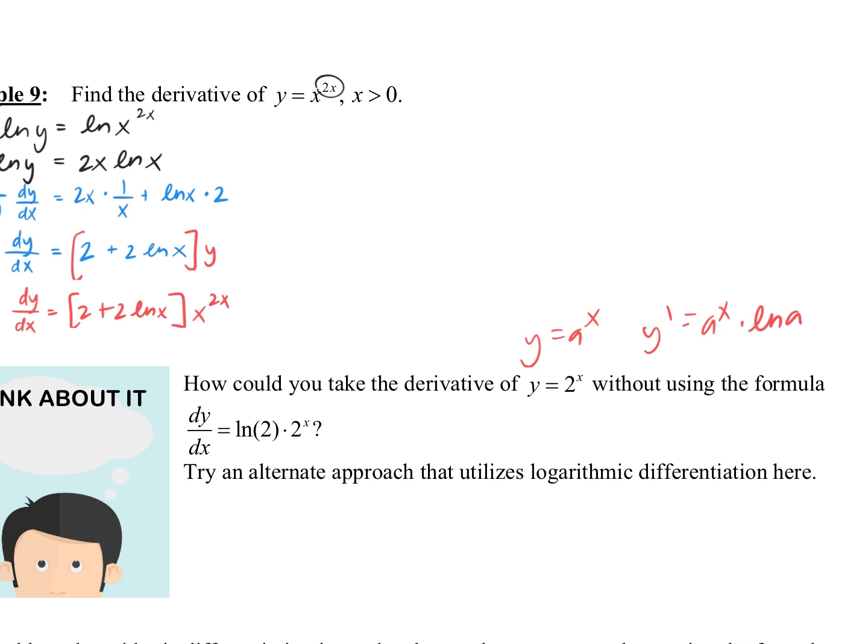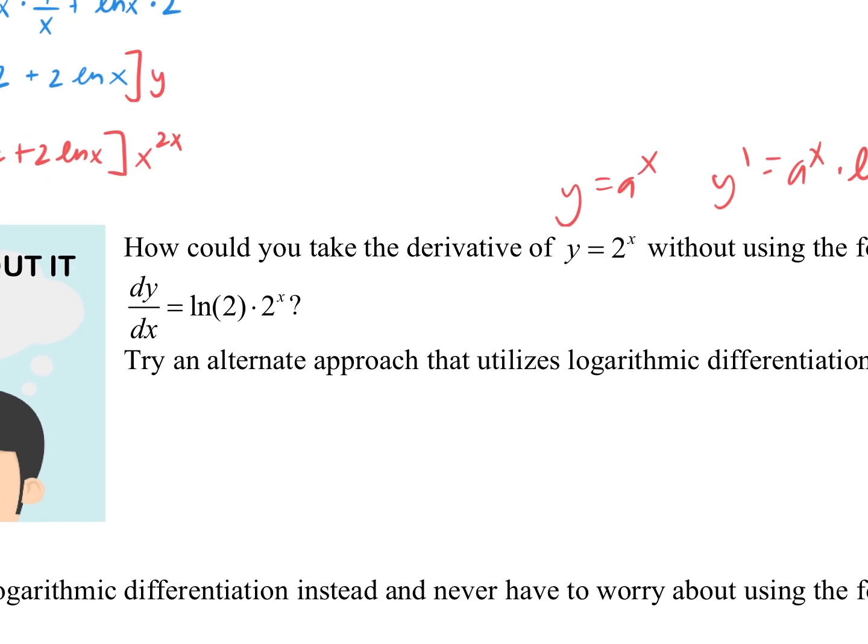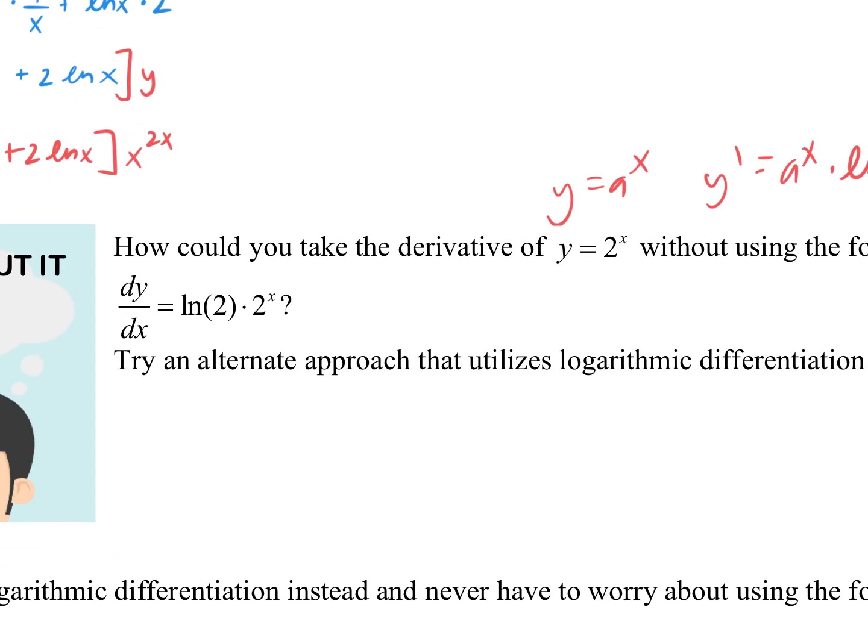Just like how we were able to derive some of the derivatives of the tangent, the cotangent, if I rewrote it in terms of sine and cosine, that kind of stuff. There are ways to derive it using log differentiation. So if I wanted to solve this using log differentiation, I would take the natural log of both sides, and I would have x times the natural log of 2 on the right.